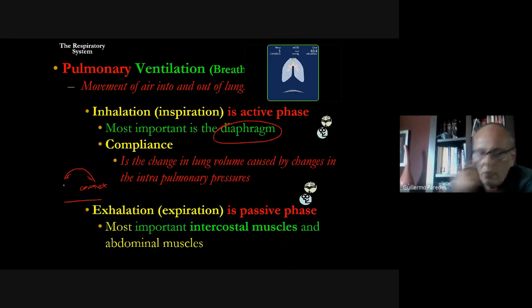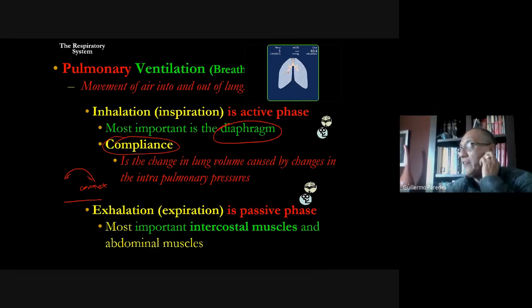Okay. So now, compliance. What is compliance? Compliance is the elasticity of the lungs. It's elastic, flexible. So you can lose the elasticity when you have a restrictive pulmonary disease. You will see that in med-surg. And compliance is the normal flexibility of the lung.